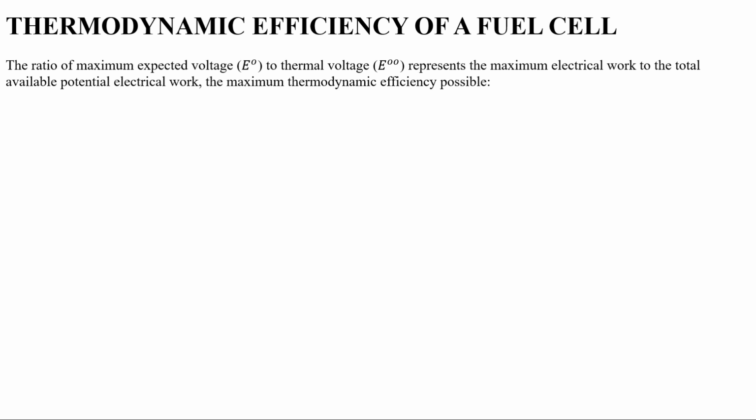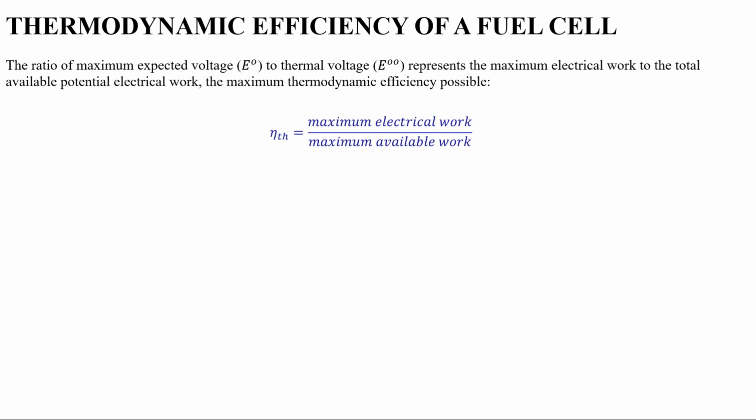Now the ratio of maximum expected voltage, which was E naught, to the thermal voltage, which is the maximum available voltage. E naught is the maximum expected voltage and the thermal voltage is the maximum available voltage. The ratio represents the maximum electrical work to the total available potential electrical work. The thermodynamic efficiency possible will be that maximum electrical work over maximum available work.